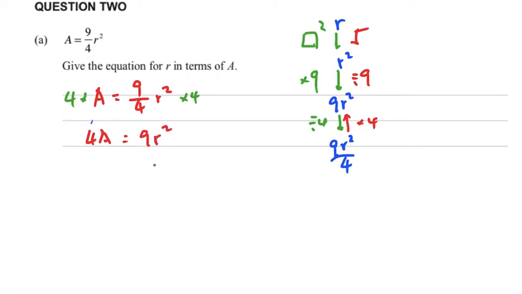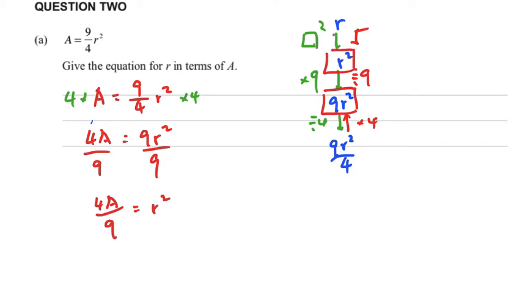And then you divide both sides by 9, and so far we end up over here. We divide by 9, you have 4a over 9 equals r squared. Excellent, one step closer. The last step to get rid of the square is square root. So we square root both sides, and you'll have the final answer. r equals the square root of 4a over 9. You do not have to simplify. So that's an achieved question.